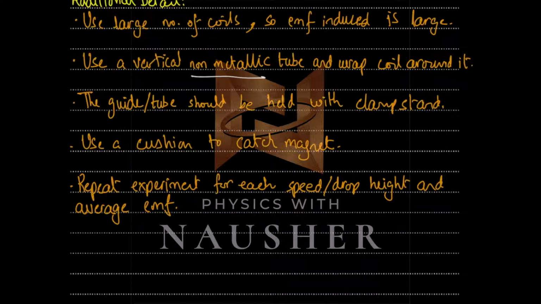Repeat the experiment for each speed or drop height and average the EMF or the voltmeter reading that you get. Remember that in additional detail, you have to give improvements. You have to tell us how you are going to repeat the experiment, and if there is variation in a reading, you have to repeat it and average. So repeating the experiment is very important. And in any reading in which you think that there is some variation or some possibility, you have to repeat it and average it. Luckily, there is nothing about repeating and averaging in this one. You just have to repeat the experiment so you get multiple values of EMF with speed.